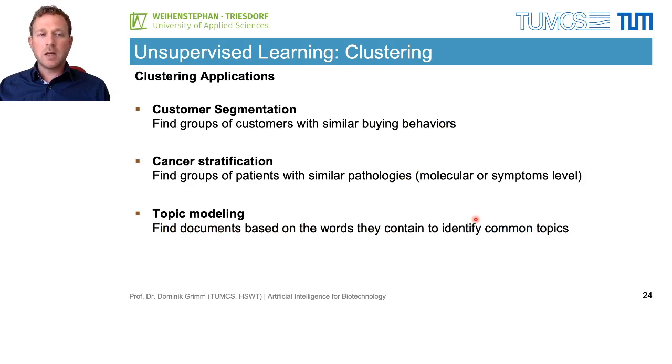For example, in customer segmentation, we try to find groups of customers with similar buying behaviors. Or also in medicine, it's used, for example, for cancer stratification. We like to find groups of patients with similar pathologies or with different subtypes of cancer. Sometimes we can't just say, okay, this is lung cancer, because lung cancer also has different subtypes. So we like to find these different subgroups using clustering.